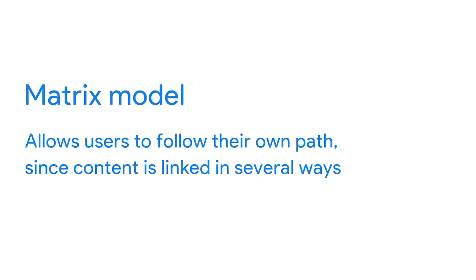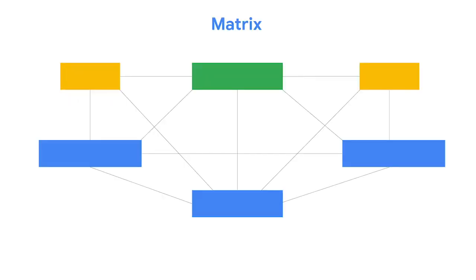Okay, next up is a matrix model. The matrix model is a structure that allows users to follow their own path, since content is linked in several different ways. Users can navigate to any page in a matrix model website and still be able to access all of the other pages as well. This allows users to explore the site freely. Because all the content links to each other, the matrix model is sometimes referred to as the web model.